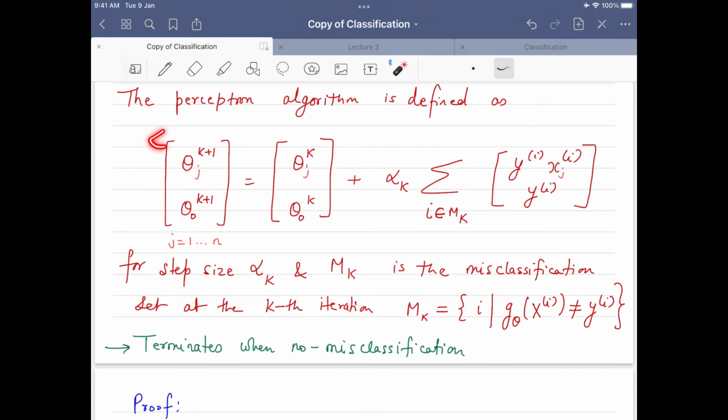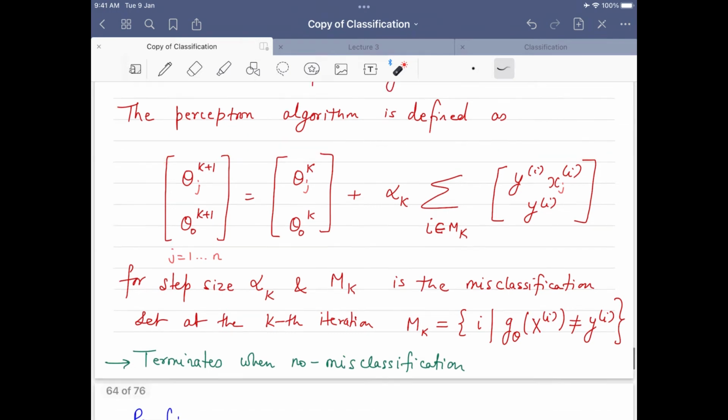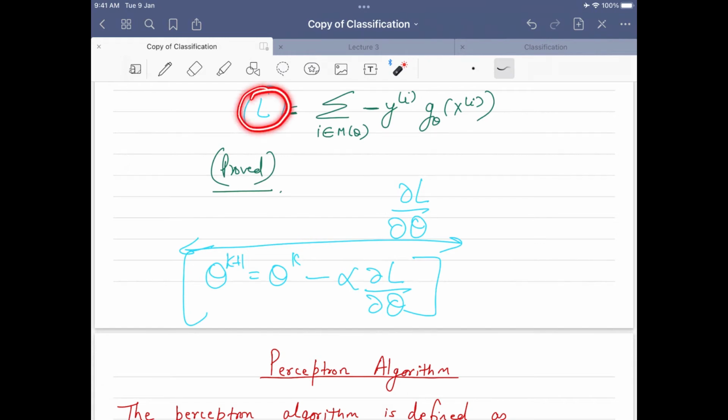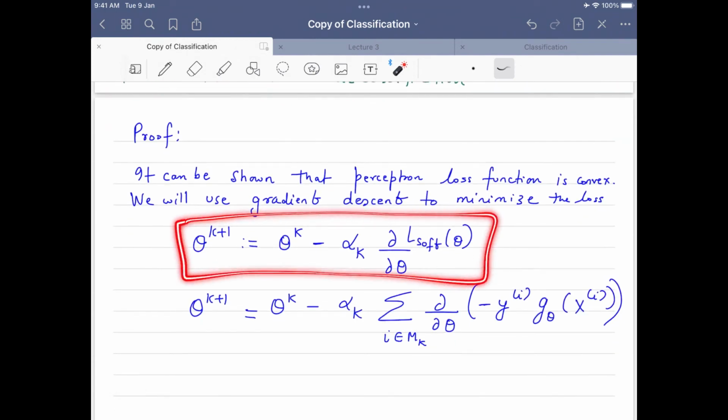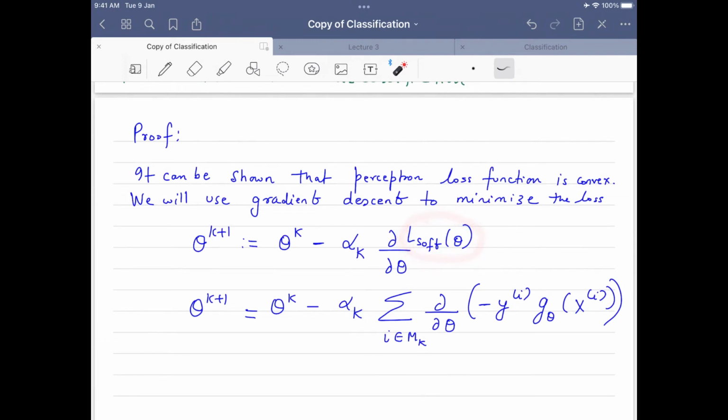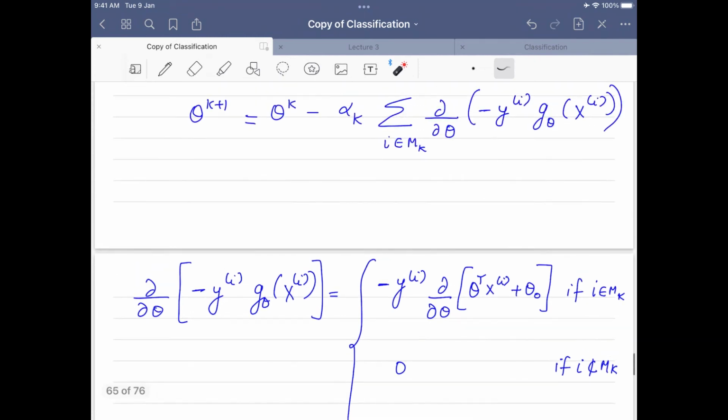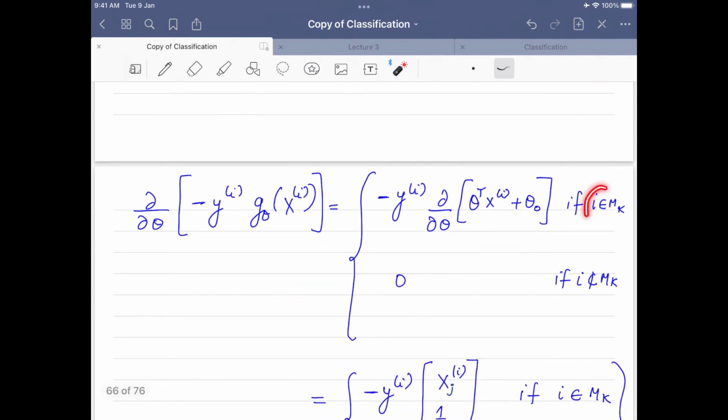If you want to prove this equation, it is very simple. The only thing you have to do is take the derivative of the loss with respect to theta for this expression. This is the expression for the gradient descent, and for L soft I can write this expression, which we already did. Now if you take the derivative of this particular part, it can be split into two parts: where i belongs to the misclassified set, and where i does not belong to the misclassified set. If i does not belong to the misclassified set, the term is 0.